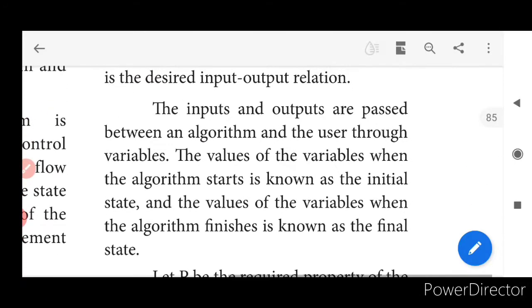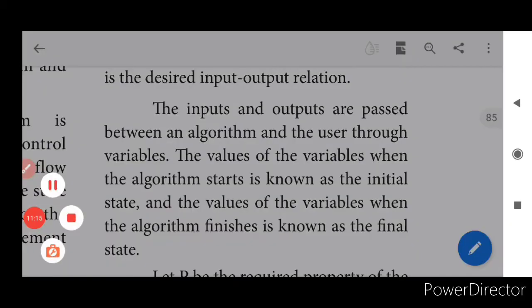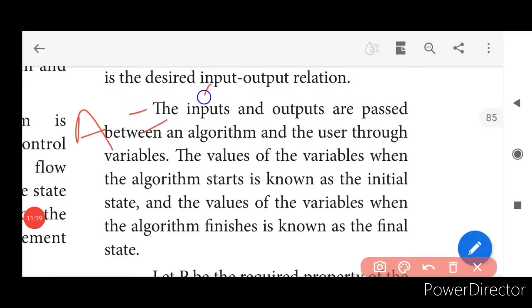output. What happens? The inputs and the outputs will be passed between the algorithm and the user through the variables. The values of the variables when the algorithm starts is the initial state, and the values of the variables when the algorithm finishes is known as the final state. Say for example, we were already talking about it, right? A is equal to 0. This is your initial state.